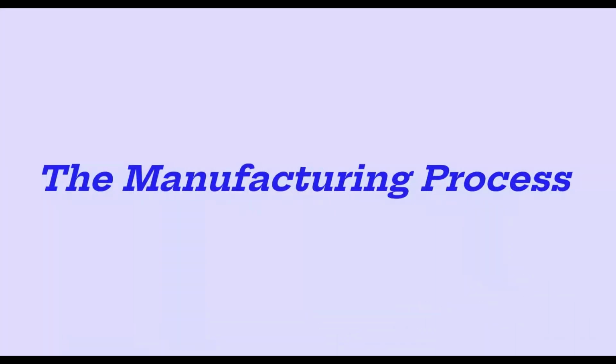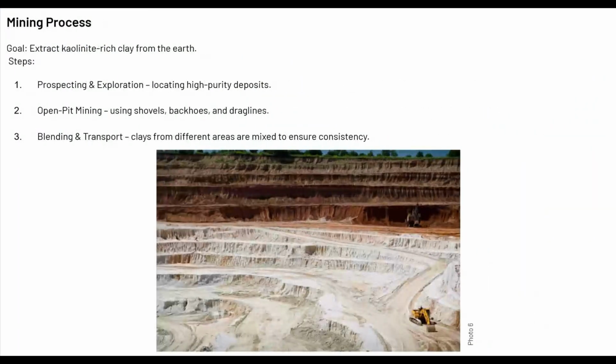Now let's dive into the manufacturing process of kaolinite. The mining process. The goal: to extract kaolinite-rich clay from the earth. Here we have an example of a kaolinite mine in front of us. For prospecting and exploration, kaolinite is located in high purity deposits. Open pit mining, which I'm sure is this example right here. They use shovels, backhoes, and draglines. For blending and transport, clays from different areas are mixed to ensure consistency.